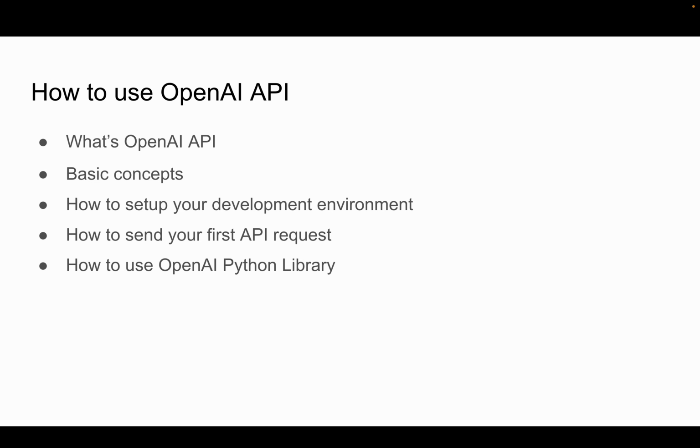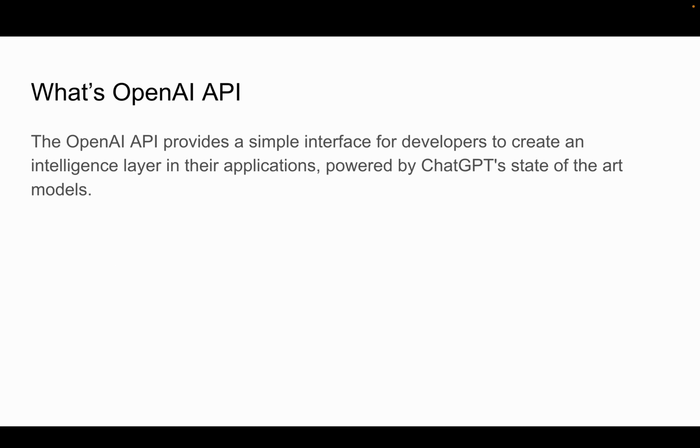So here is the agenda. I'm going to talk about what is OpenAI API, some basic concepts, and then we are going to set up your development environment, and then we are going to try to send the first API request. Lastly, we are going to use the OpenAI Python library to call the OpenAI API. So let's get started. So what is OpenAI API or the ChatGPT API?